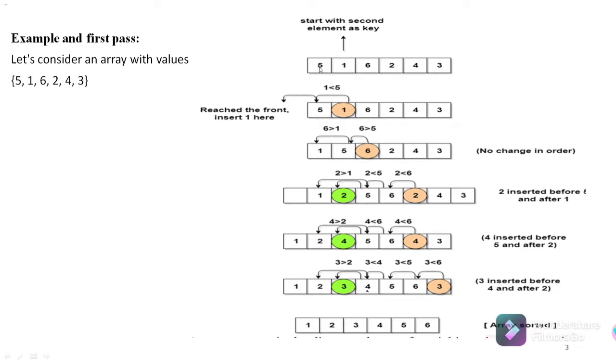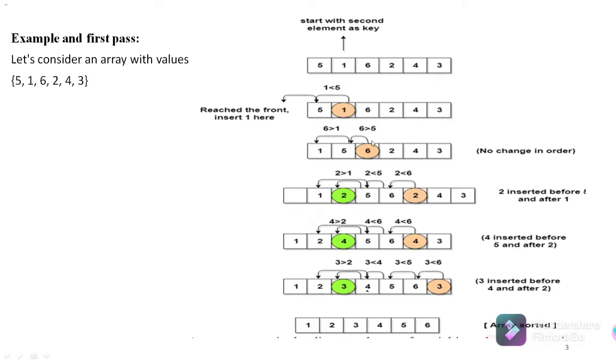Is his previous element greater than 1? Yes. So 5 should be shifted one step right, and this key element should be inserted before that 5. So this is actually taking place: 1 5 1 5. Next, the remaining elements are 6 2 4 3.